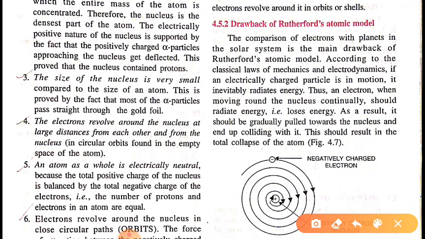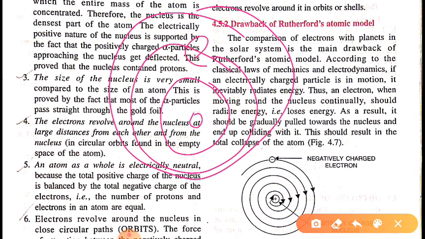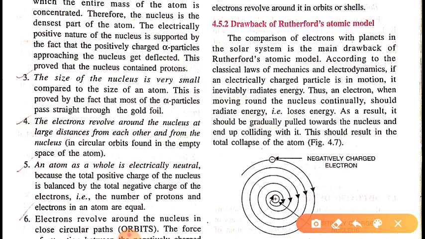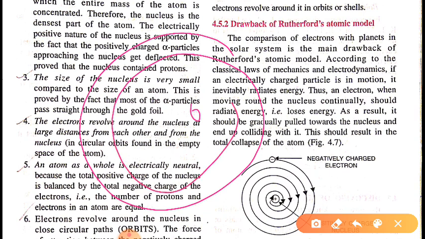Suppose this is a nucleus here and the electron is revolving like this. According to classical physics, since the electron is a negatively charged particle, when it moves around the nucleus, it will radiate some energy like this, meaning it will lose some energy. One time will come when it will go and collide with this nucleus, right? In this case, what will happen? The atom will become highly unstable, and hence the matter will not exist.